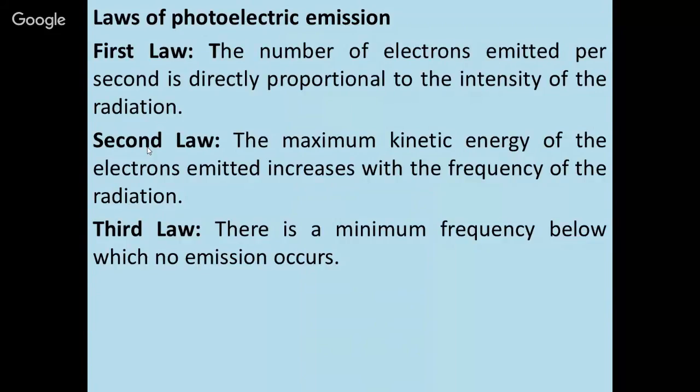The first one is that as the intensity of the radiation increases, more electrons are liberated. And if the frequency of the radiation is increased, again the number of electrons is still more. But a minimum frequency is required to start emitting the electrons. So these are the three laws we come across in photoelectric emission.